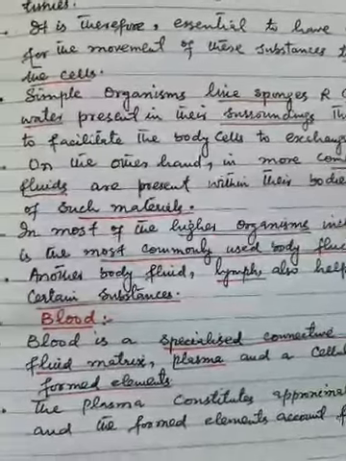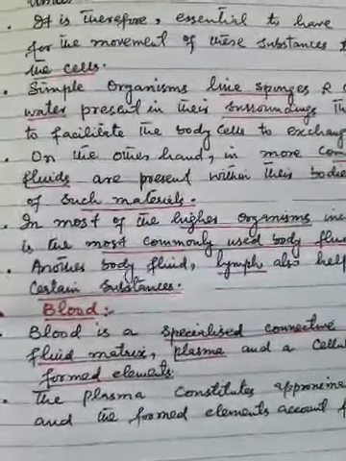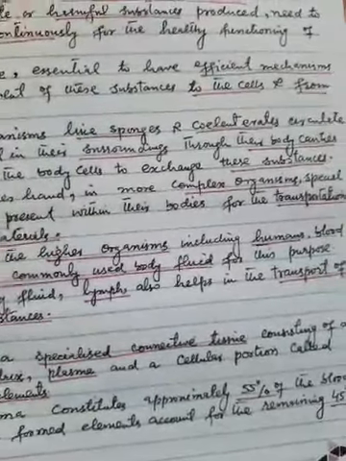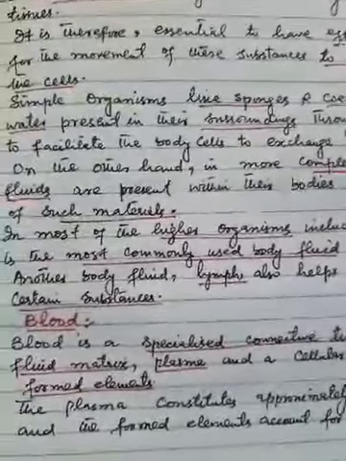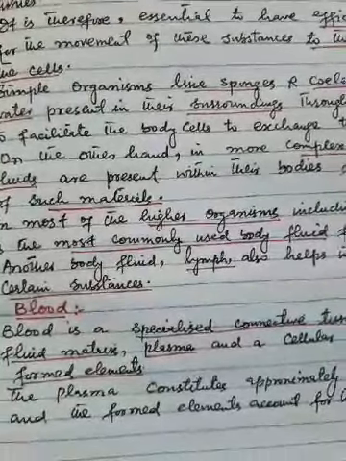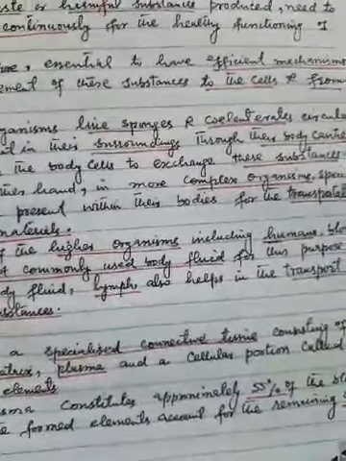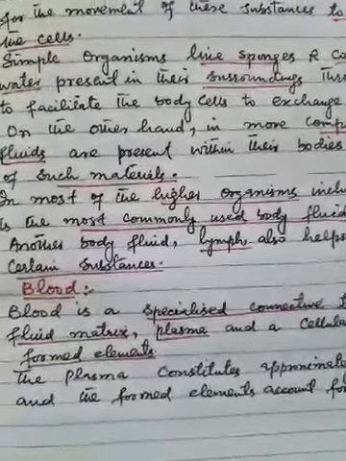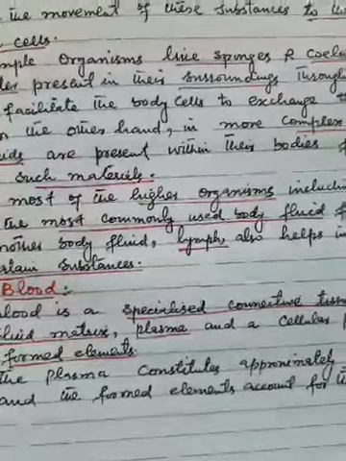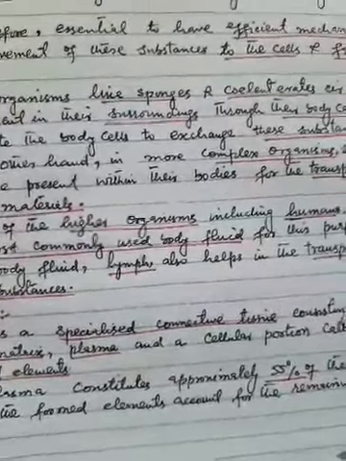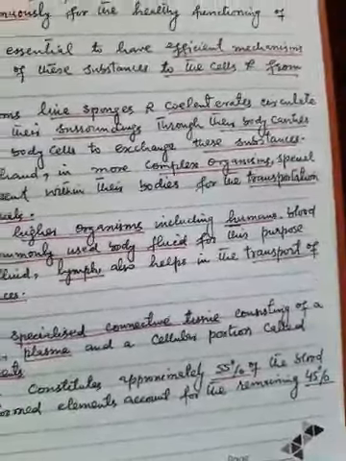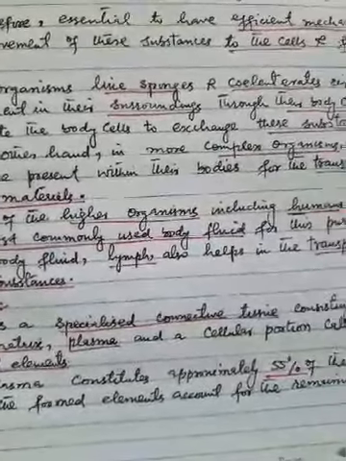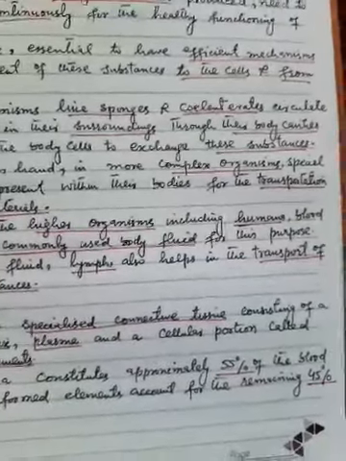Now, blood, what is blood? Blood is a specialized connective tissue consisting of a fluid matrix, plasma, and a cellular portion called formed elements. The plasma constitutes approximately 55% of the blood, and the formed elements account for the remaining 45%.